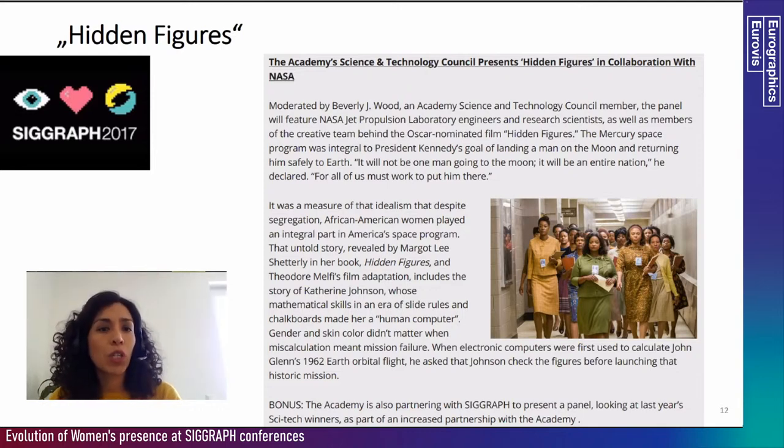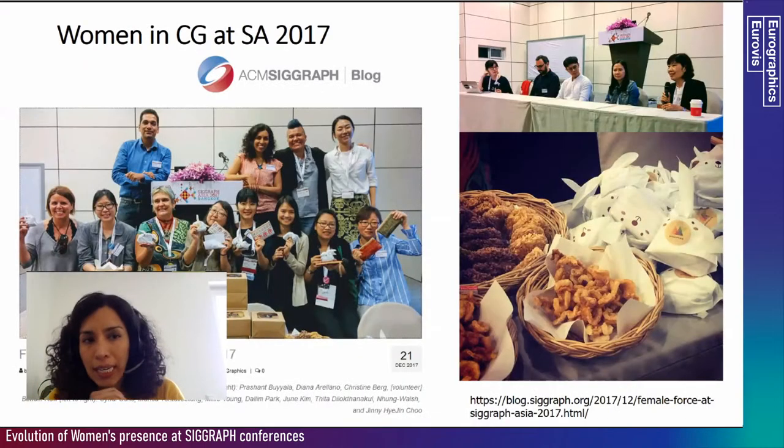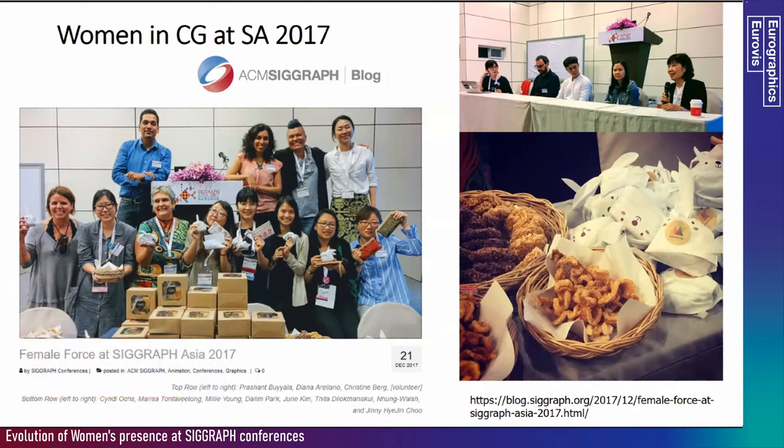At that time also, some luncheons of Women in Research started, and the environment started changing a bit. At SIGGRAPH Asia 2017, we got even more support to carry on with Women in CG and Girls in STEM. Here we even got a get-together with food and some takeaways, which was very nice. This SIGGRAPH Asia, if you remember, was in Bangkok in Thailand.